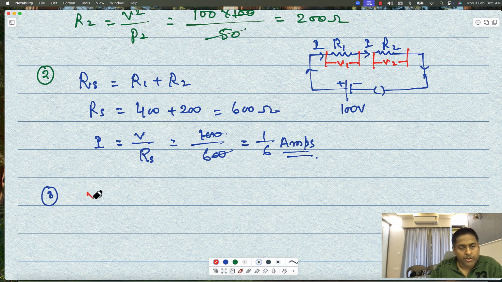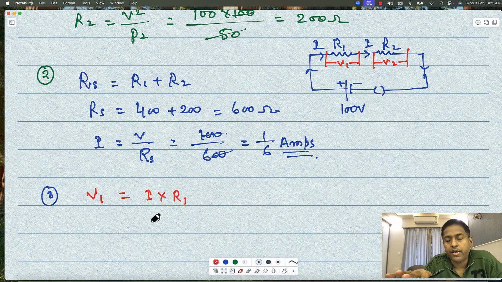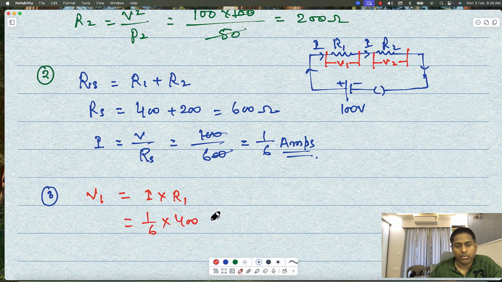We know that potential difference, again using Ohm's law, is equal to current passing through the resistor times resistance. Whatever the resistance is, we have to take it, and see how much current is passing through it. Current is 1 by 6 ampere. So use here 1 by 6 into resistance, which is 400 ohm. That is equal to 200 by 3.